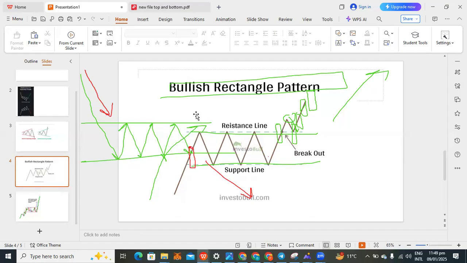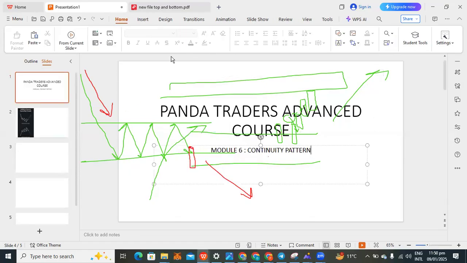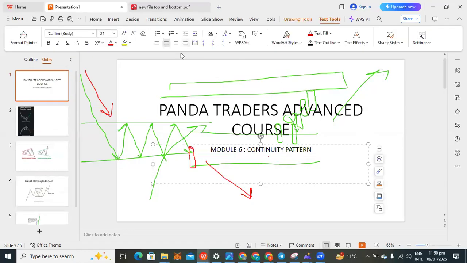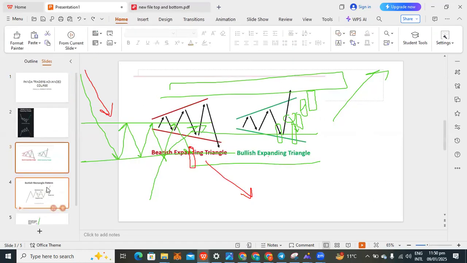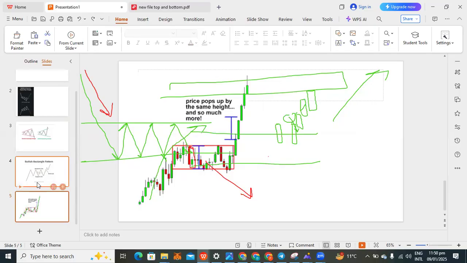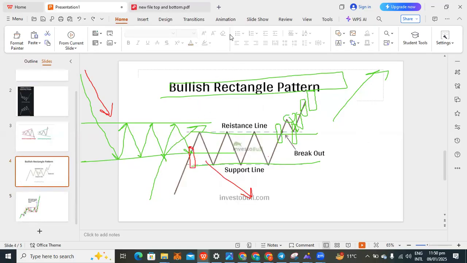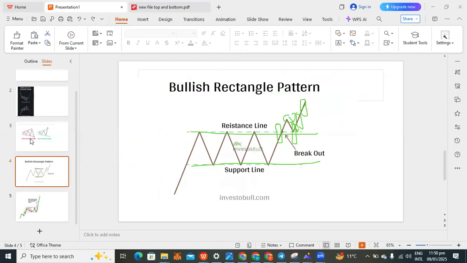So that was a little something about, wait. Yes. Let me just remove these annotations real quick. Yes. So that was a bullish and a bearish rectangle pattern. That is a continuity pattern. Now I want you guys to unmute your mics and tell me, did you guys understand that?